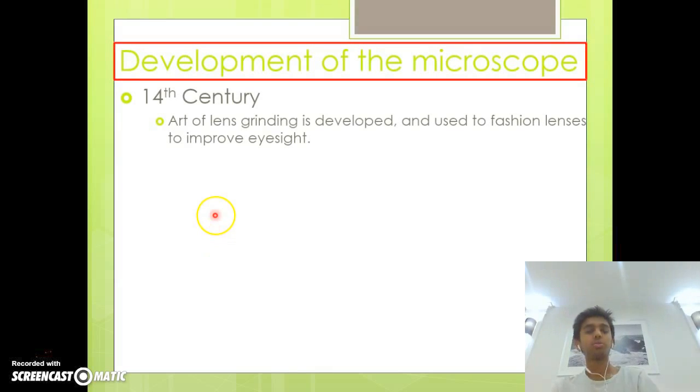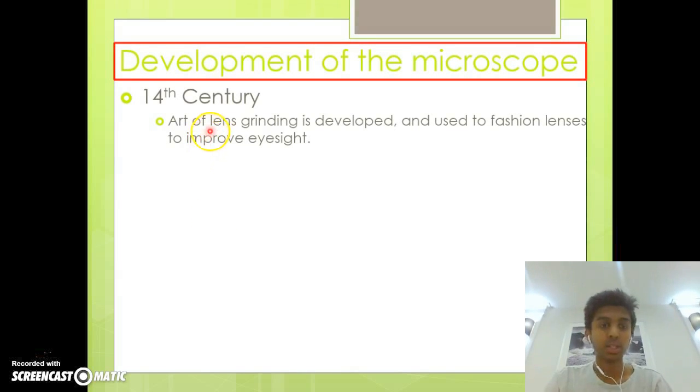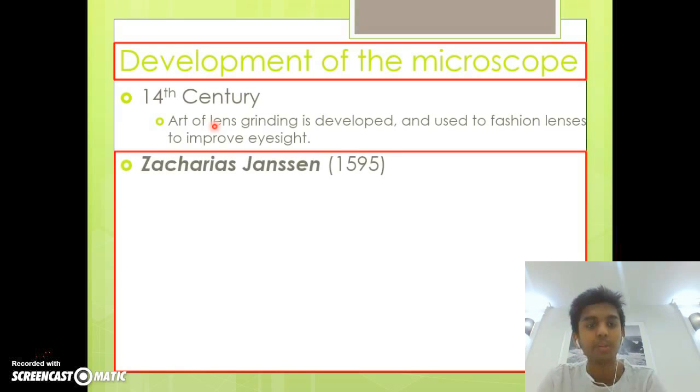Now the microscope also had significant development. It all started off in the 14th century when grinding of a lens was developed. So that's what people were doing back then because they had all this time. They were grinding lenses and they used it to fashion lenses to improve eyesight, so essentially in glasses. But they also knew that this was involved in looking at things on a much larger scale, so smaller things could be viewed much more easily.